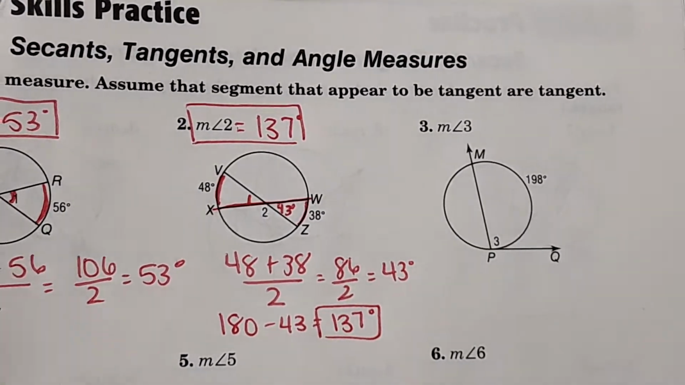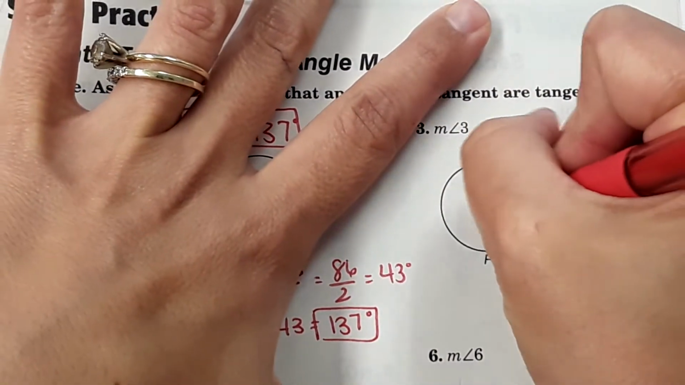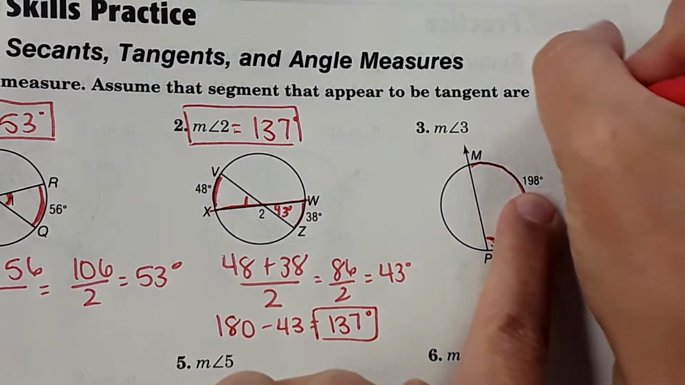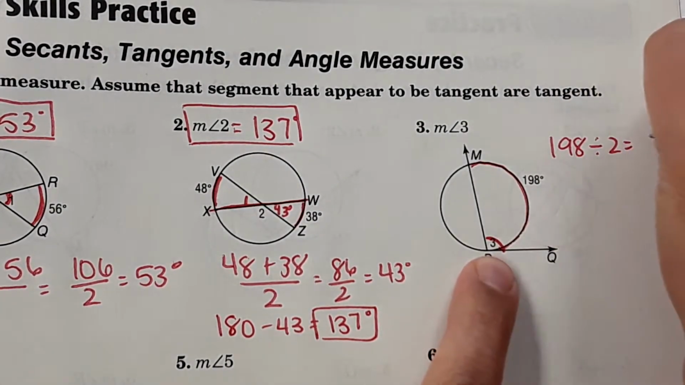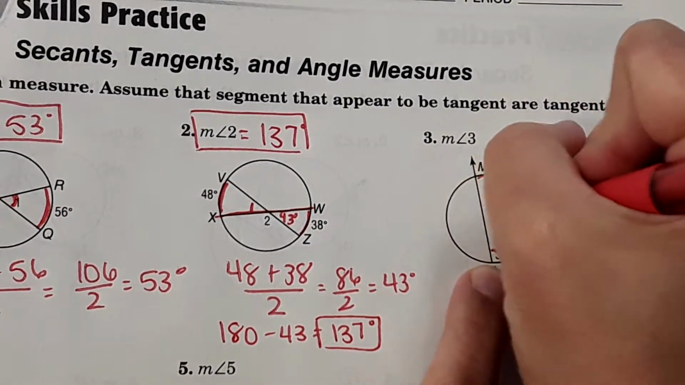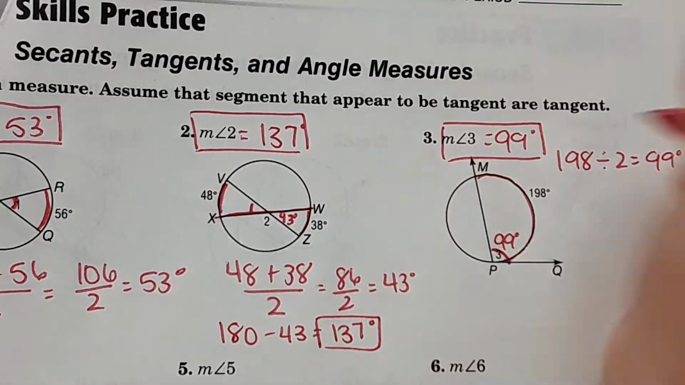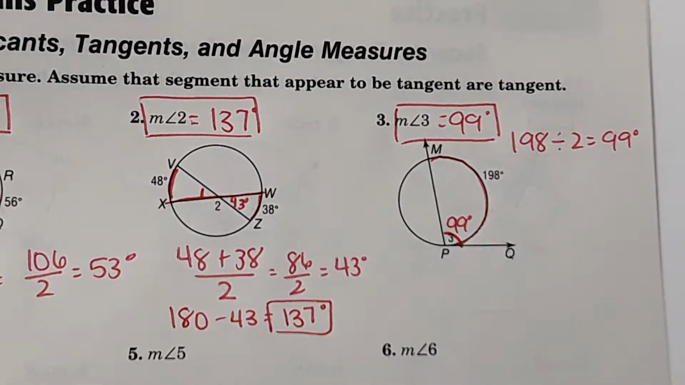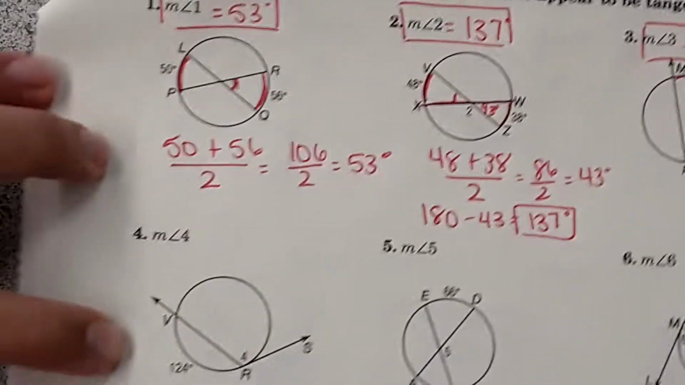Number 3. Now they're giving us this arc measure and we need to find the angle. We would divide 198 by 2 to get that angle measure. So we get 99 degrees. Ready to move to number 4.